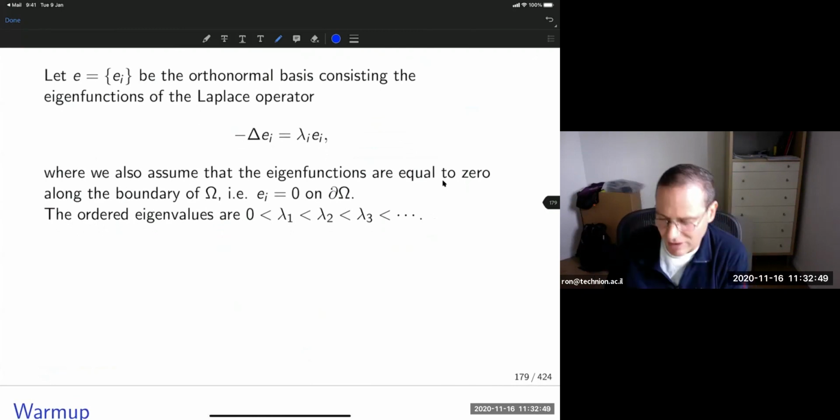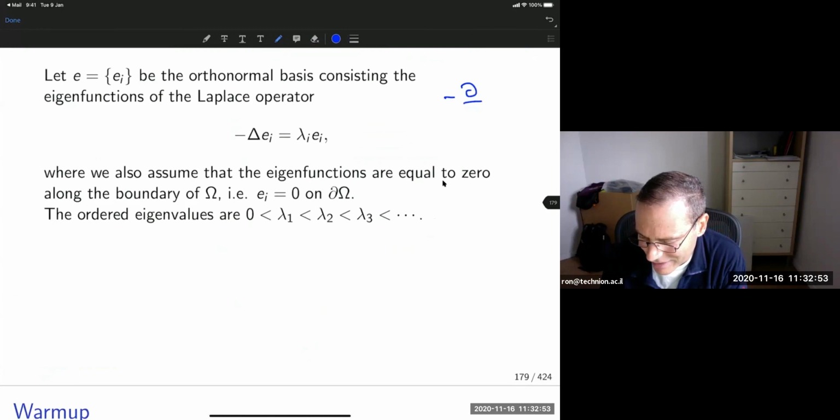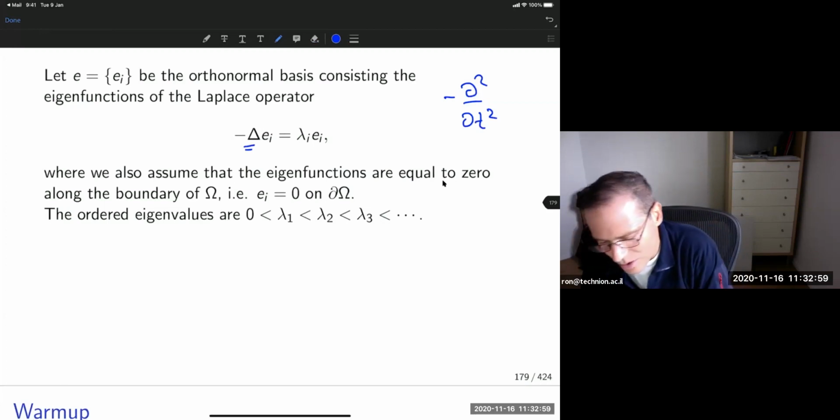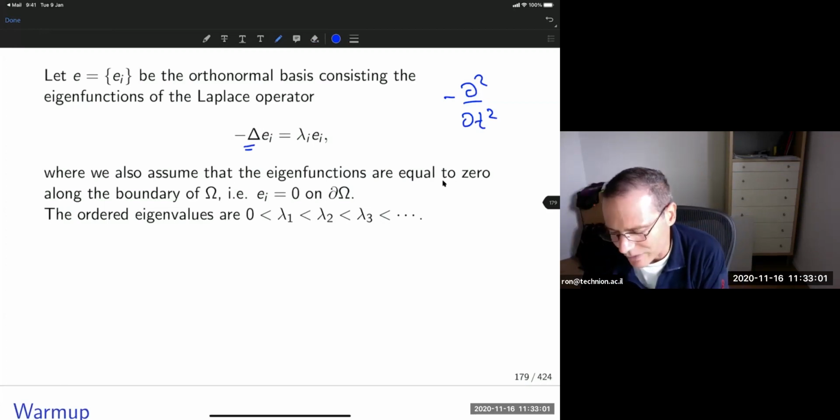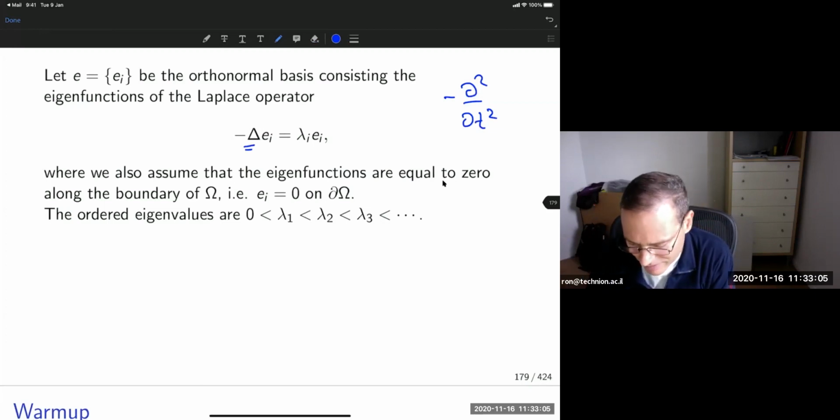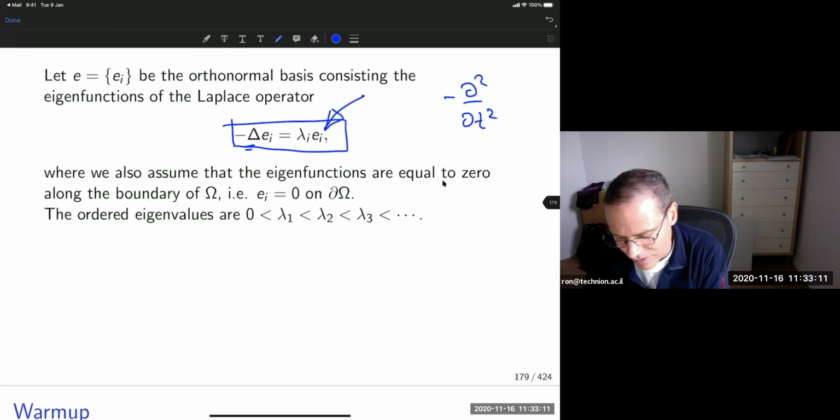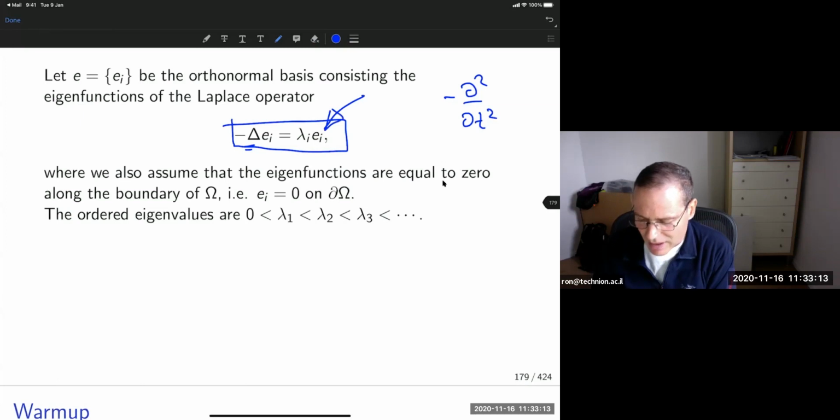Writing it in a more general form, so instead of just writing minus d over dt squared, I'm writing it like that. But again, this is just to show you that it doesn't hold only for a one-dimensional signal, but it would hold for any dimensional signal, okay? So I can write this operator, and these are called the harmonics or the eigenfunctions of the Laplace operator.